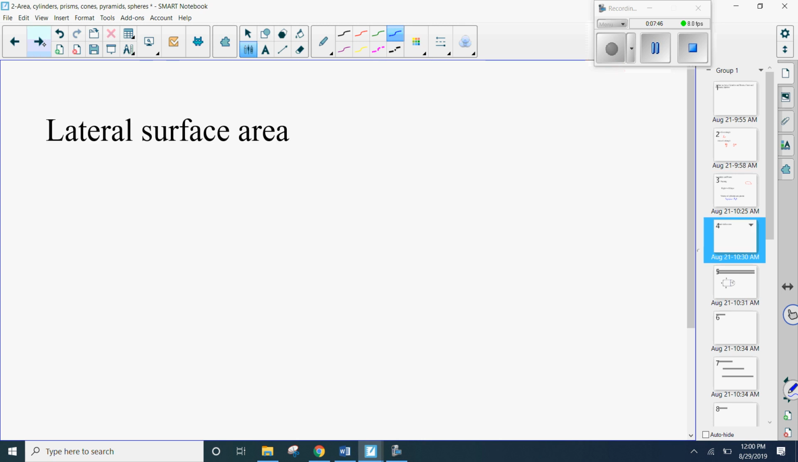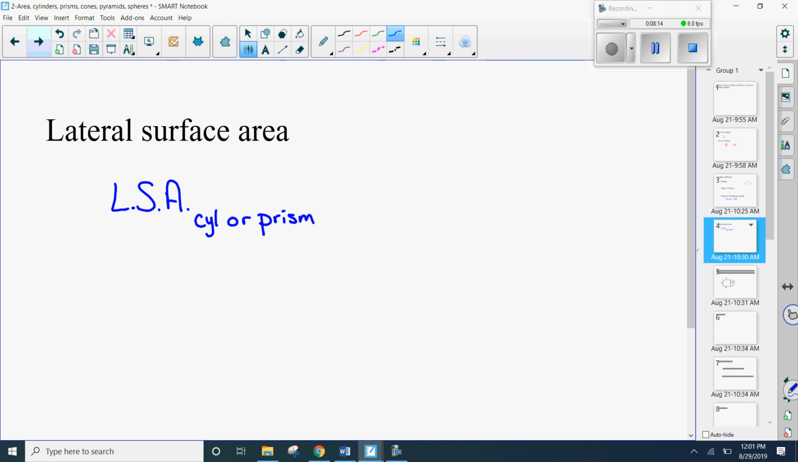Lateral surface area. Lateral surface area means what wraps around it. Do you remember how to find lateral surface area? Lateral surface area is what wraps around.